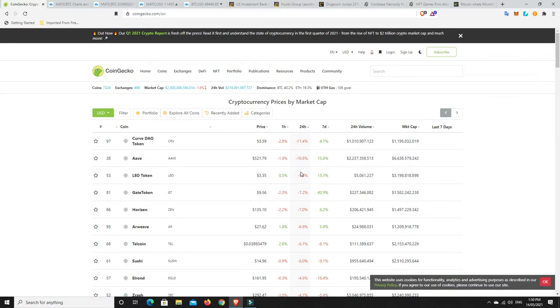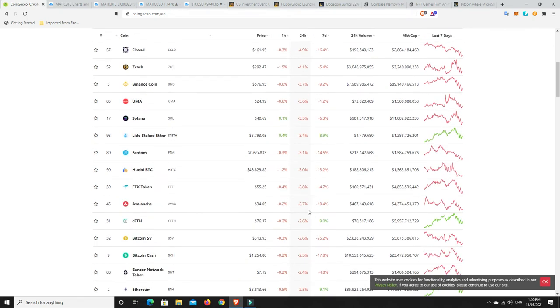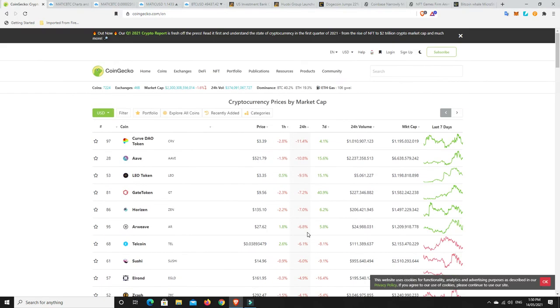Curve, Aave, Leo, Gate Token, Horizon, Arweave, Tele Token, Sushi, Oron, Zcash. I mean, you name it. You can just go down the list. But look, a lot of these are just kind of minor losses at the moment. So that's not too bad. Hence why it's only 1.6% down in the last 24 hours. Really, the brutal stuff kind of happened yesterday and the day before.